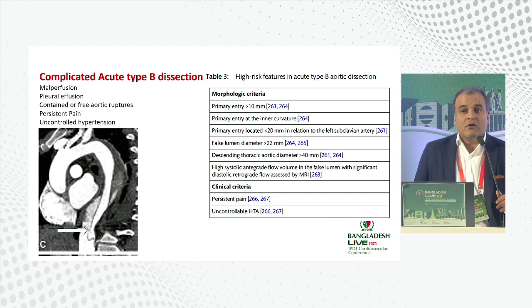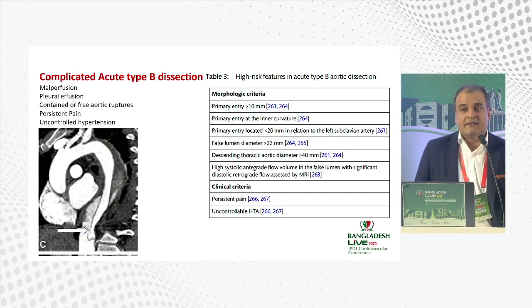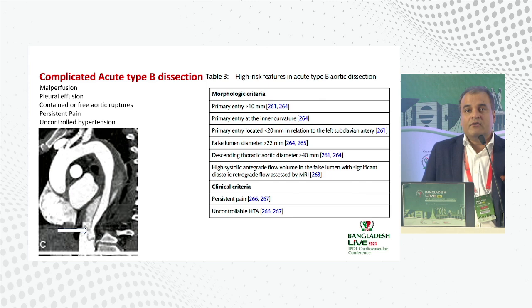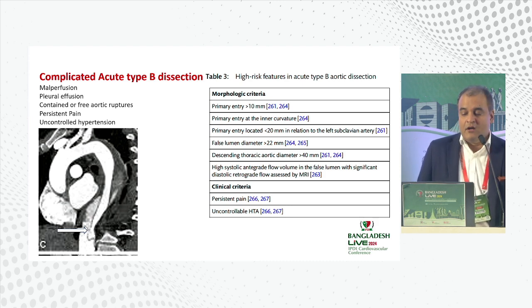Now, the new concept that emerged in the last few years is the high-risk features in acute type B. Because if you look at Nienaber's study, the uncomplicated group was a very mixed group. When they teased apart the data, when they looked at the data in detail, they identified this group of patients who had high-risk features, and these patients were more prone to have complications.